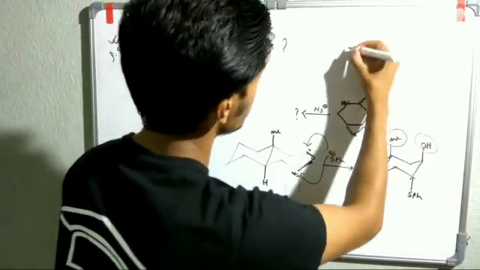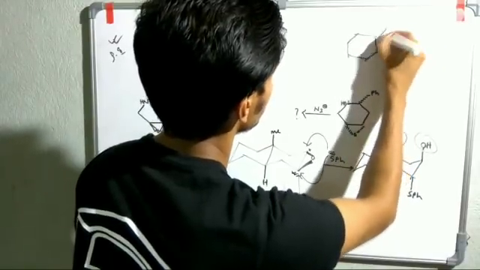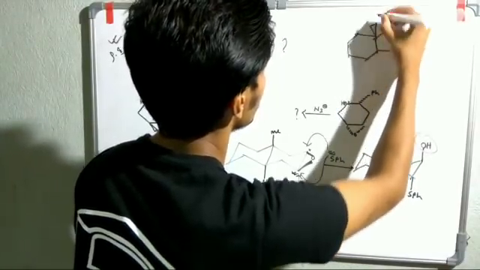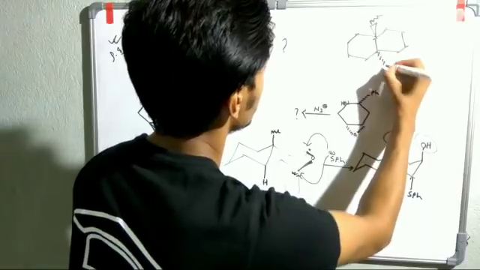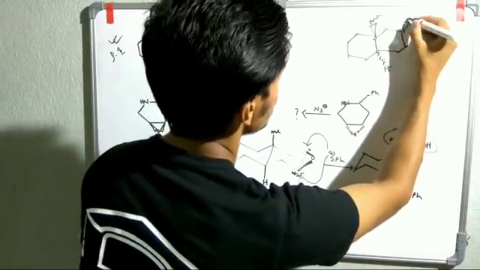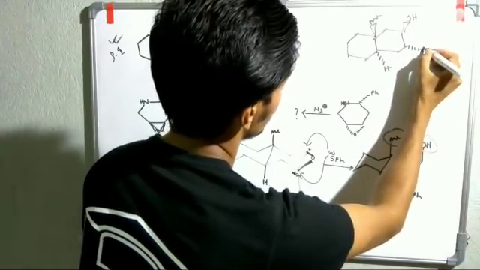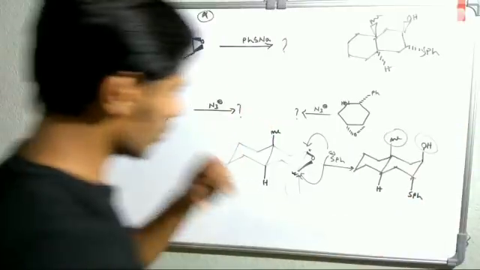So if we draw this product in our flat configuration, what will be the product? So here you have the methyl group, here you have the hydrogen, and you can see the OH and methyl are on the same side. So OH will be here and your SPh will be here, right? So this can be one product.